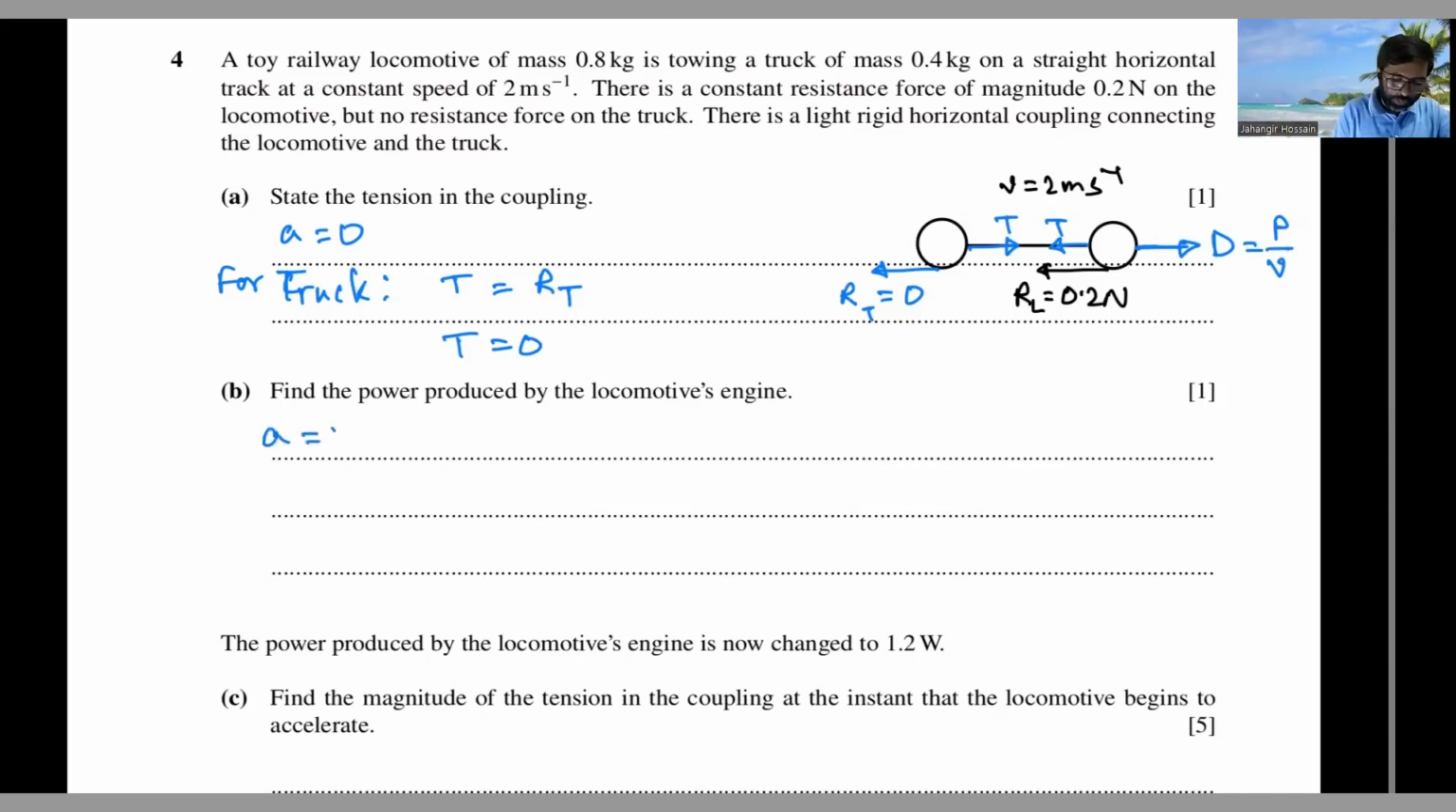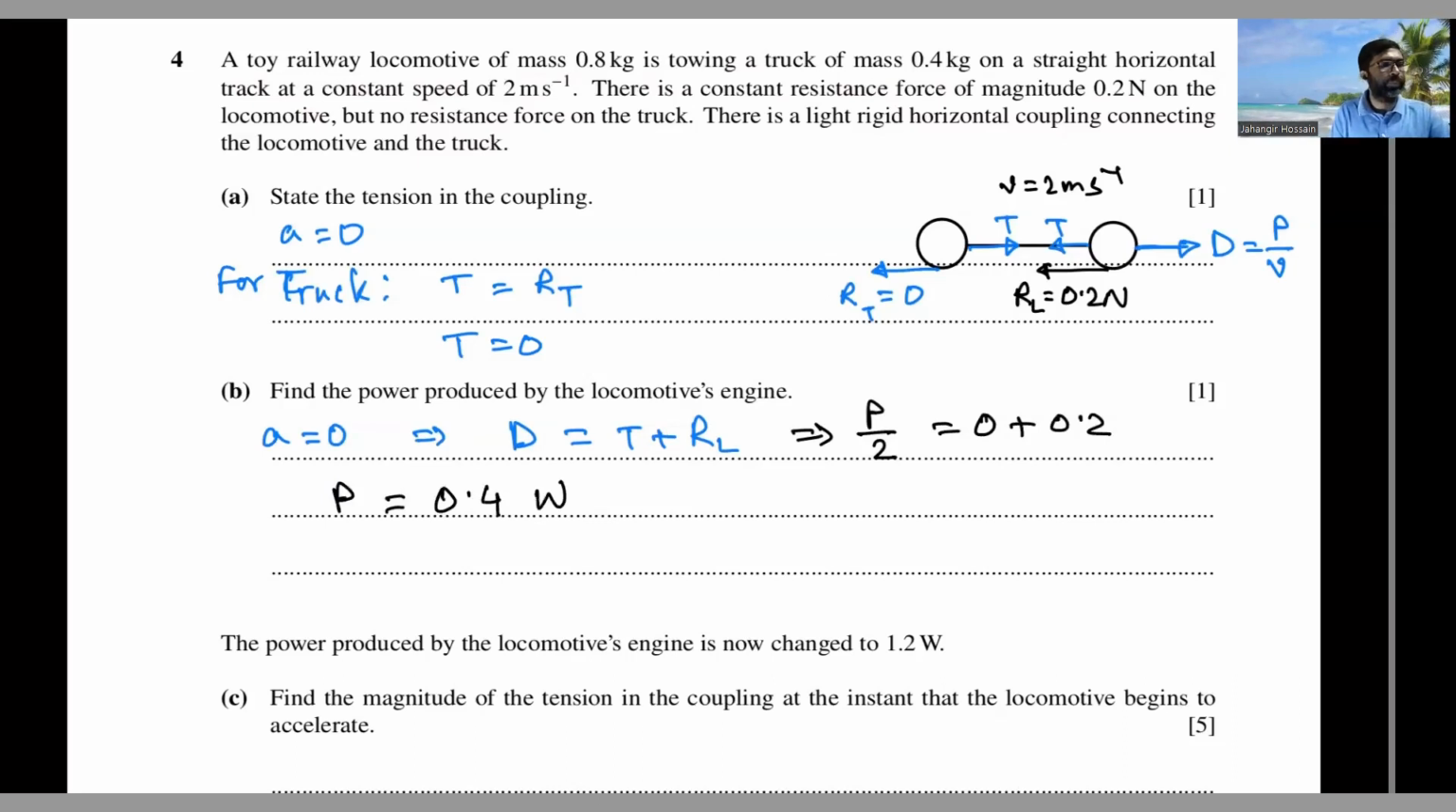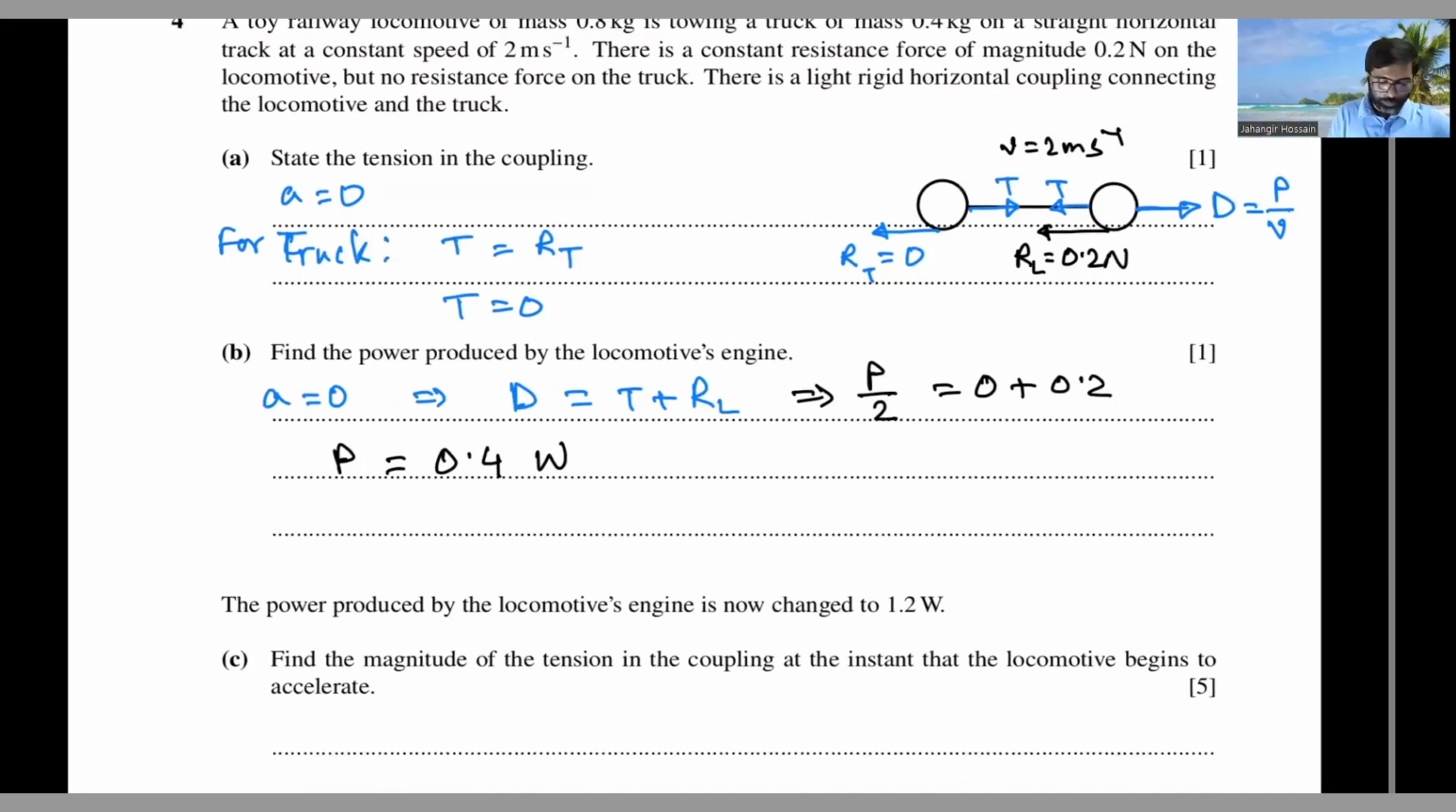Again, it is moving at constant speed, so acceleration is 0. So the driving force equals T plus RL, and we have the driving force equal to P by V. V is 2, equal to 0 plus RL, which is 0.2. So power is 2 into 0.2, 0.4 watts. Okay, that's the power. Now, let's move on to the next part.